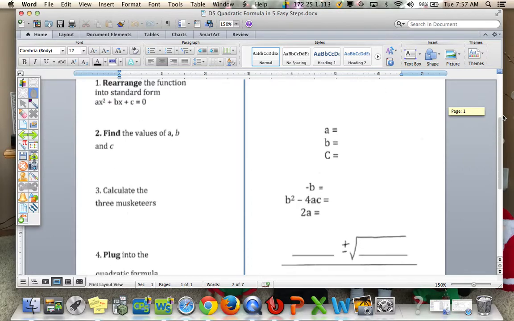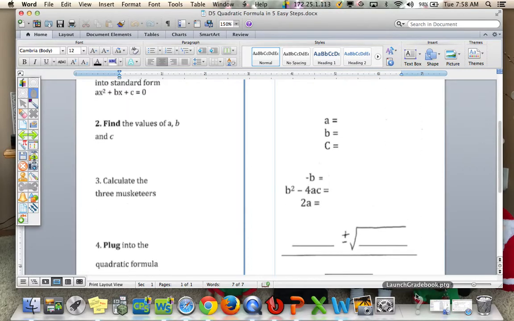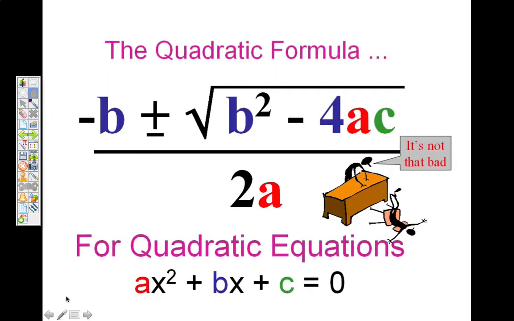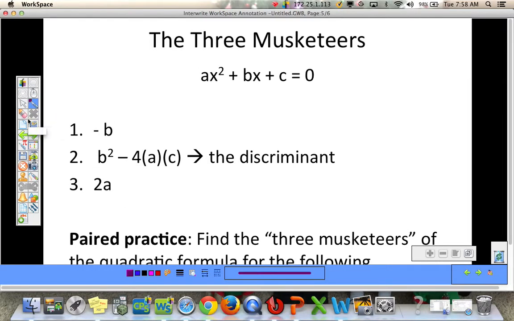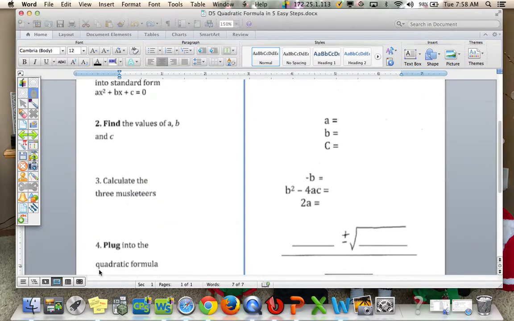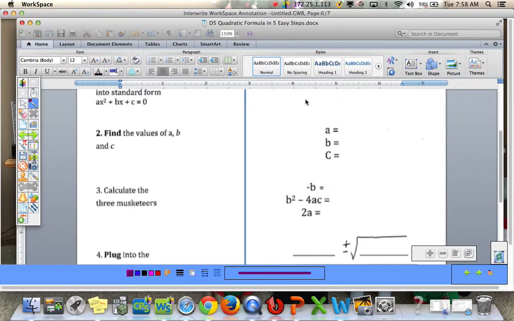Let's do the work here. And let me find what function that we want. All right, let's do it for x squared plus 5x plus 6. Okay, so x squared plus 5x plus 6 equals 0. So let's say you want to solve this using the quadratic formula. We're looking for the x-intercepts.